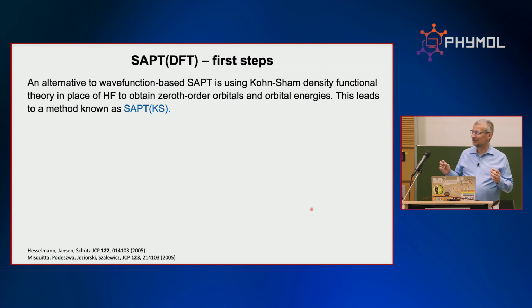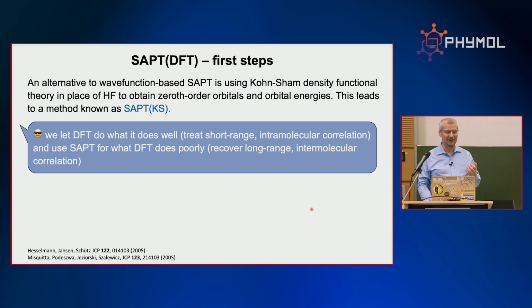So let me tell you about them. I think the promise of this idea of SAPT-KS is that we know that DFT does some things well, like geometry optimization, individual molecules, short range electron correlation in general. And DFT does some things very poorly: dispersion, long range correlation. So let's stick with DFT. Let's make DFT do what it does well. And for the tasks that DFT is known to fail, we outsource those to SAPT.